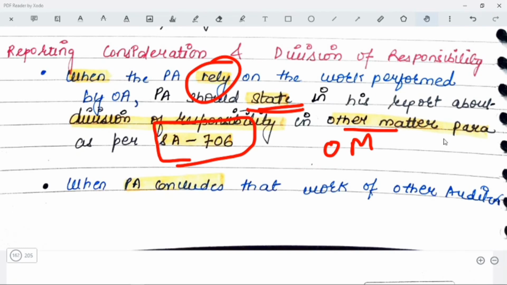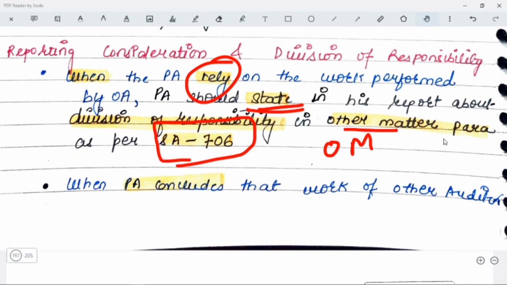When the principal auditor concludes that the work of the other auditor cannot be used and he is also unable to collect the audit evidence from the audit procedures performed by himself, then he will have to modify the audit report. That is, either a qualified opinion or a disclaimer of opinion has to be given as per SA 705.